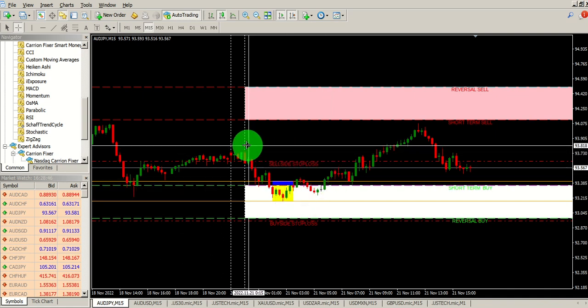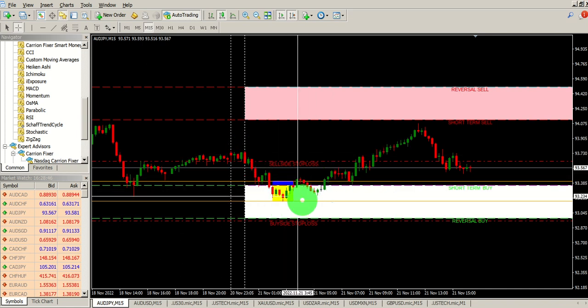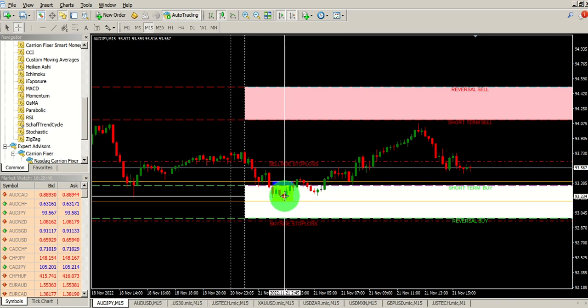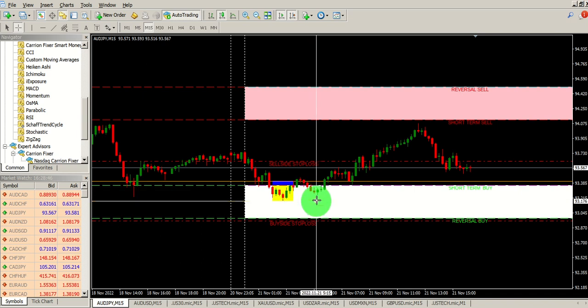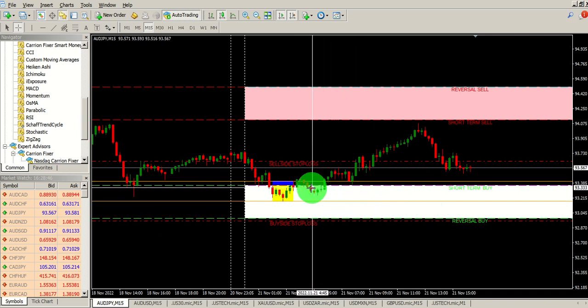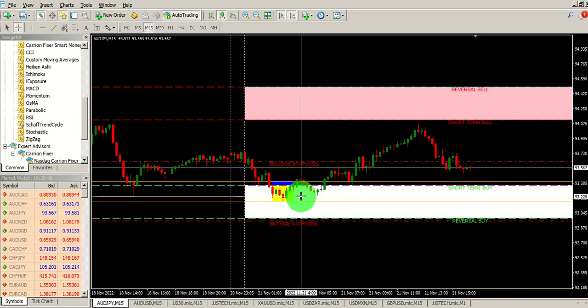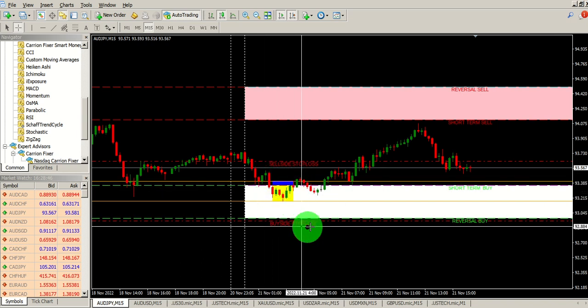Okay, so at the start of the day the market was kind of selling. The strategy that I use is a mix of smart money concept. If you know the smart money concept, you would know market manipulation, accumulation, and distribution. So what I do is I look for some sort of fake breakout of the Asian range.